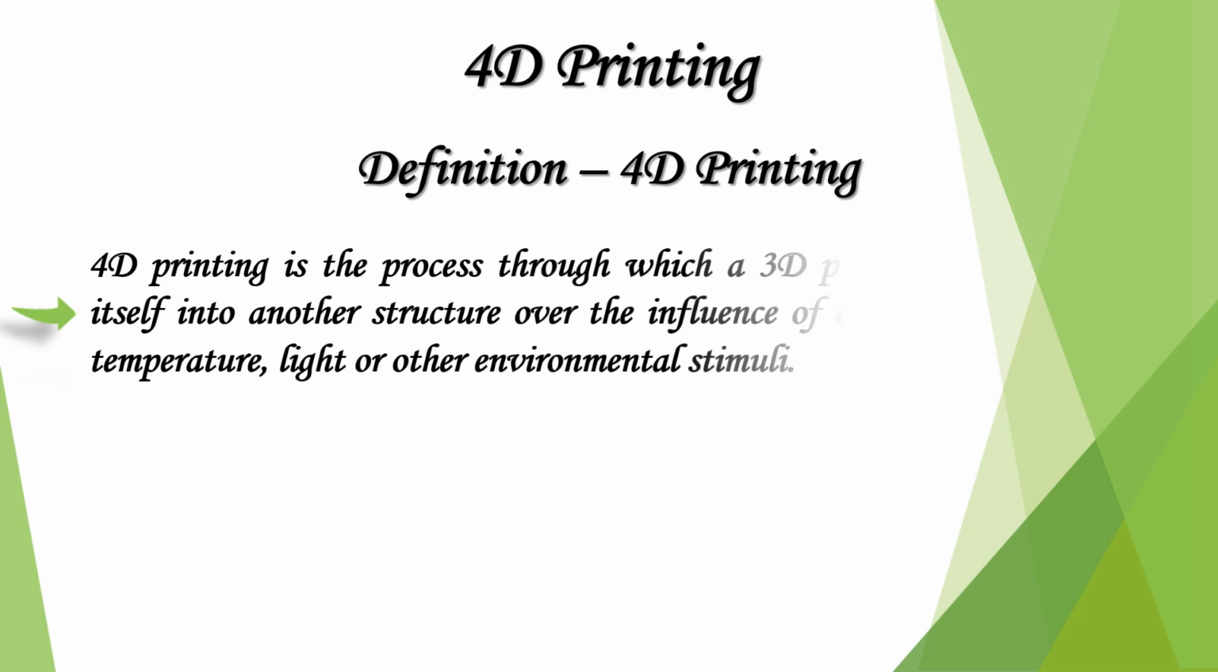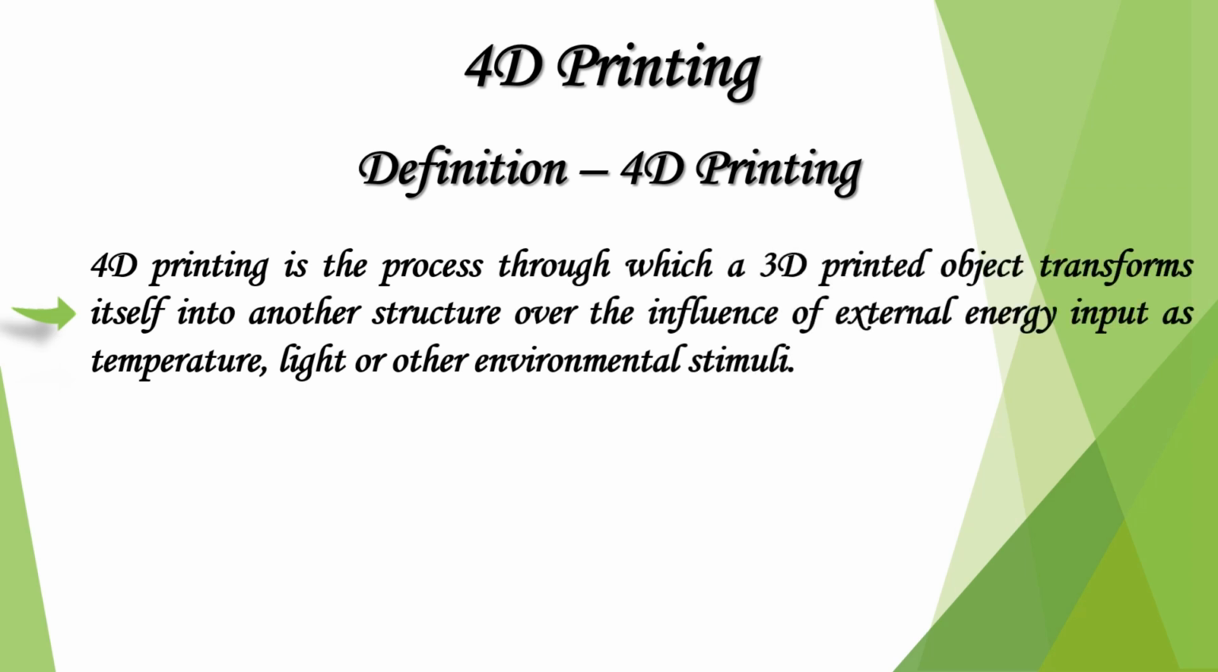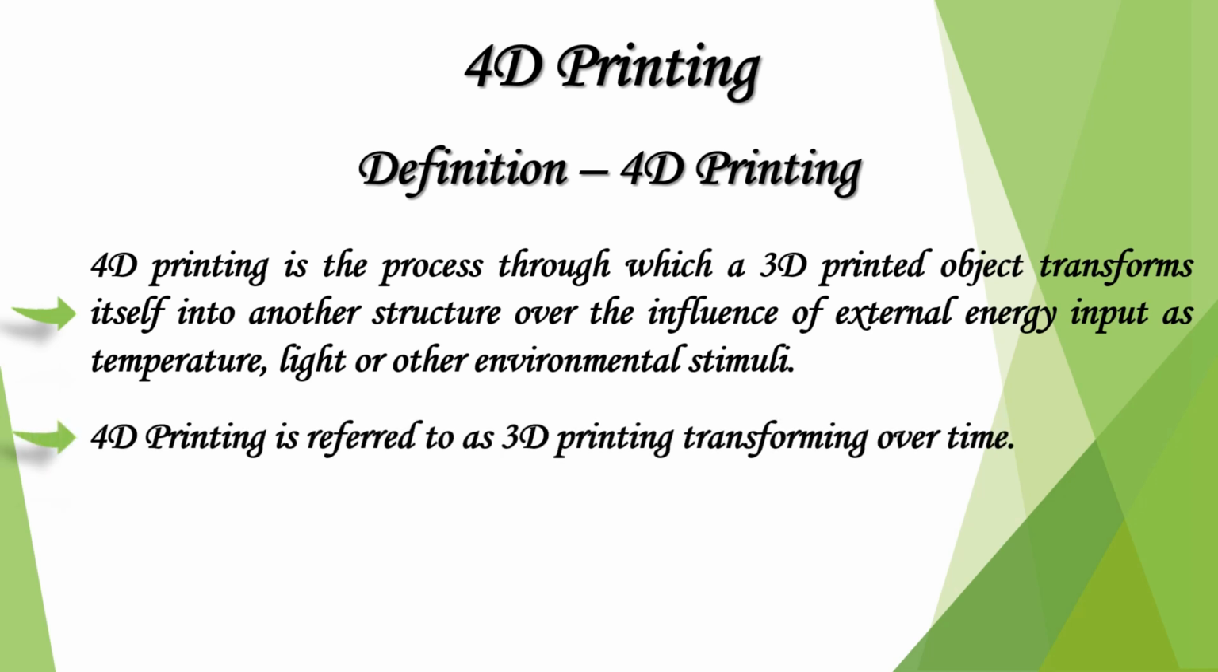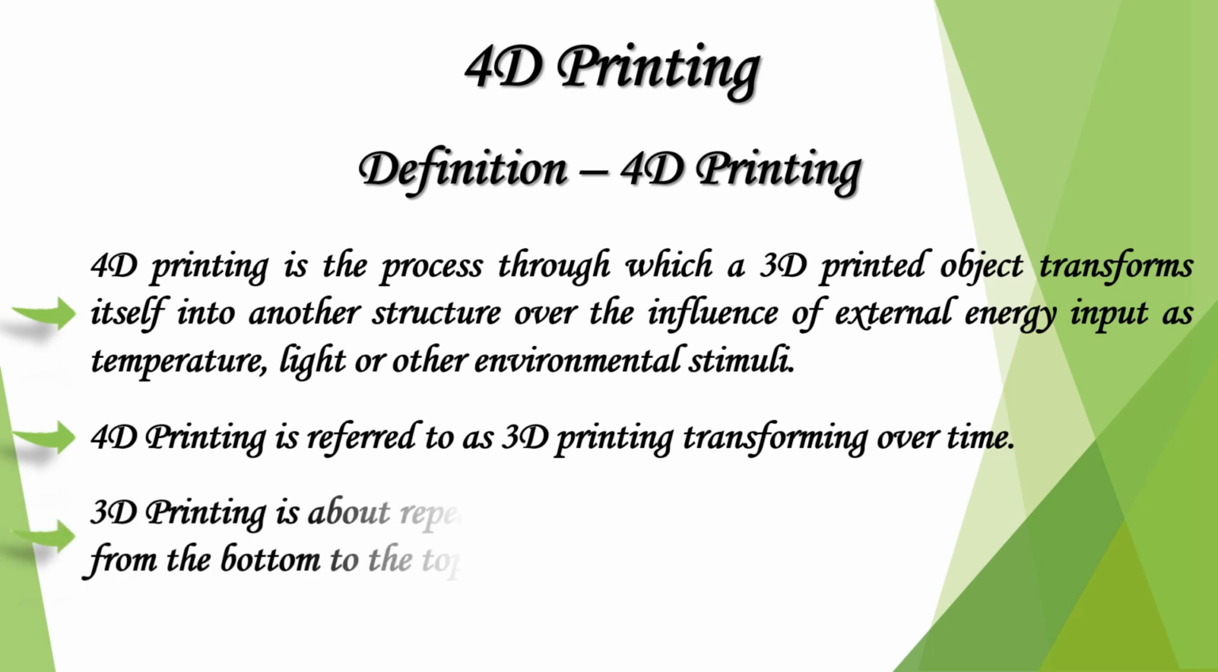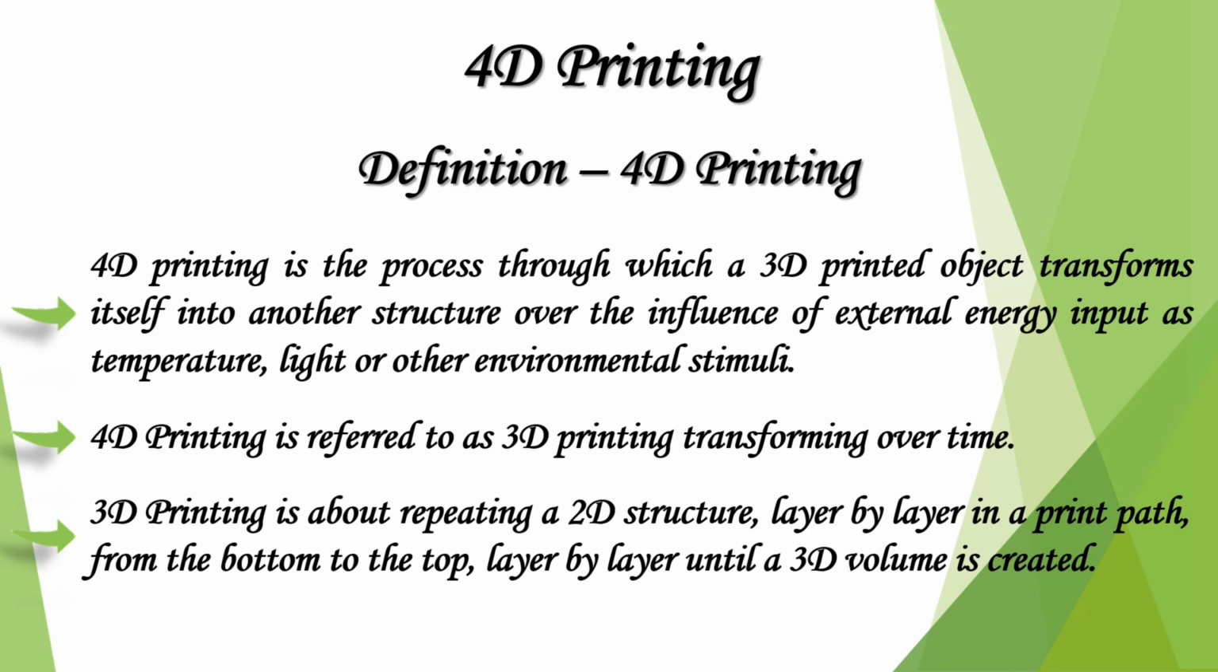Definition: 4D printing. 4D printing is the process through which a 3D printed object transforms itself into another structure over the influence of external energy input such as temperature, light or other environmental stimuli. 4D printing is referred to as 3D printing transforming over time. 3D printing is about repeating a 2D structure, layer by layer in a print path, from the bottom to the top, layer by layer until a 3D volume is created.